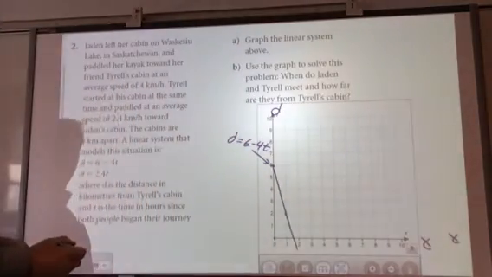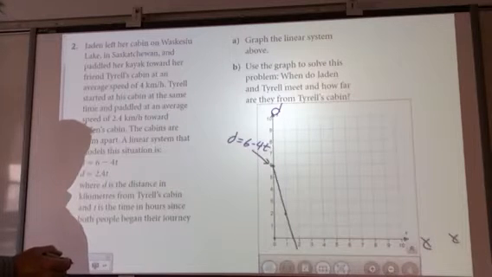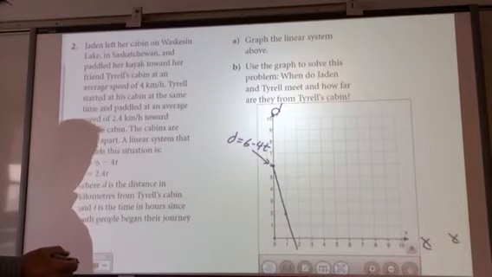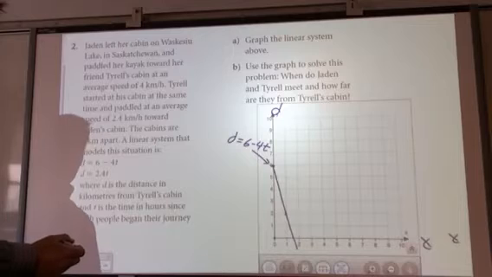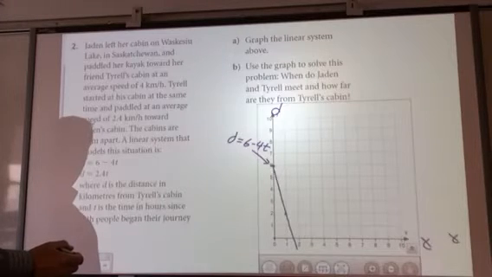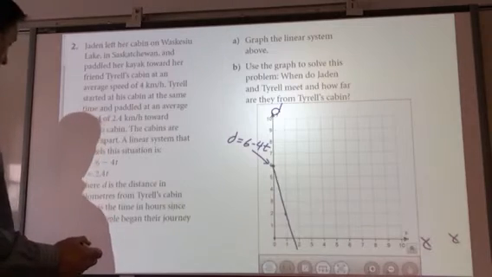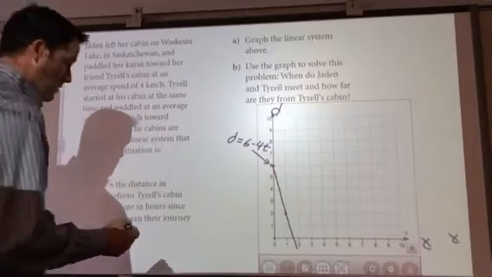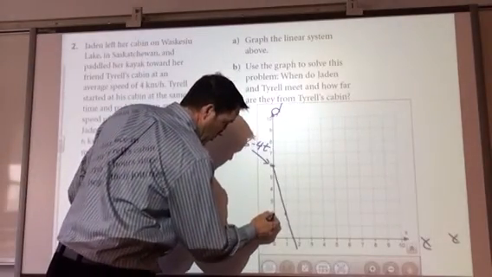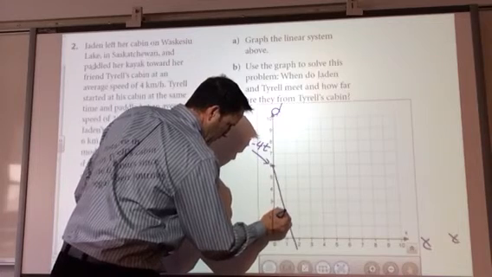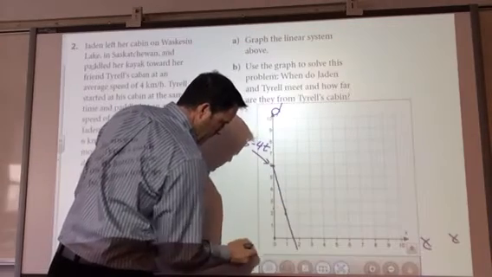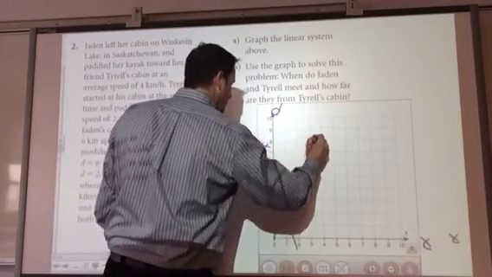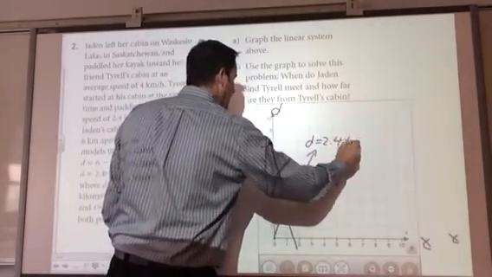And we're going up 2.4 over 1. That's 4.8 over 2. That's not going to be pretty. Multiply by 5. No. So we're going to go up 2.4 over 1. And that line is going to be somewhere like that. And that is the line D equals 2.4t.